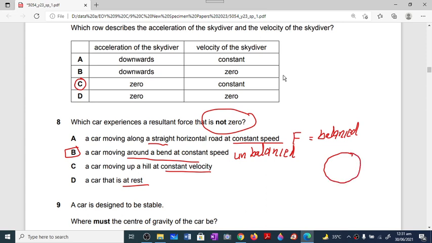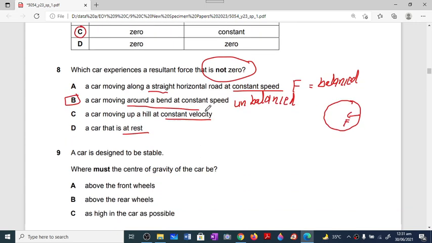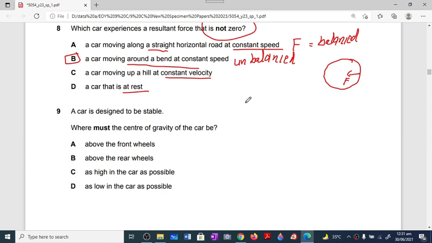Change in direction is a change in velocity. So it means that there is a resultant force acting towards the center of the circle, which is a centripetal force.